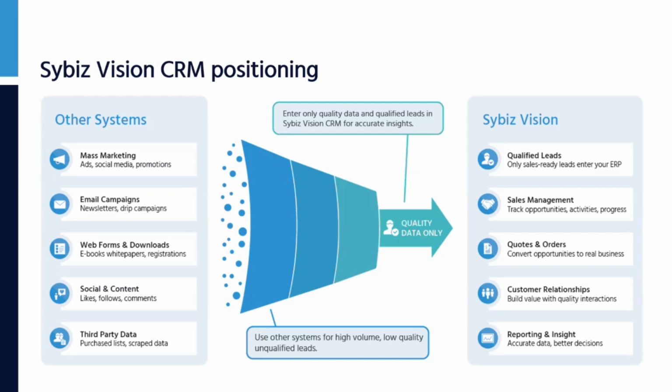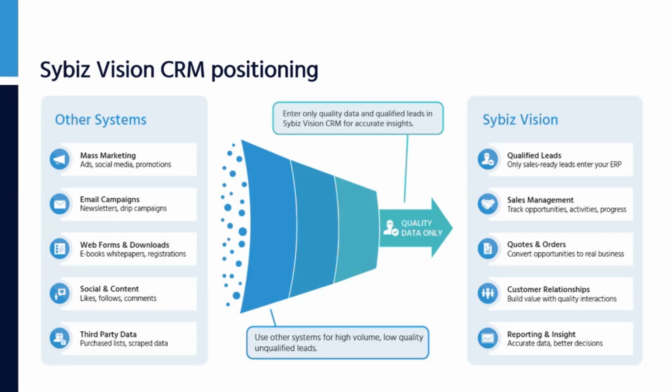And the best way to think about where Sybiz Vision CRM sits is that we only want quality information coming into your ERP database. It's going to be absolutely stupid if you just bring in 10,000 email lists and have all this poor quality information come into your core system, just clutter things up and create a lot of noise. You don't want that in your main finance system. So essentially, the pre-marketing stuff, like if you're doing mass marketing, so email campaigns and things like that, social media, sending stuff out to just lists of people and hoping for the best. That stuff you do outside of Sybiz Vision.